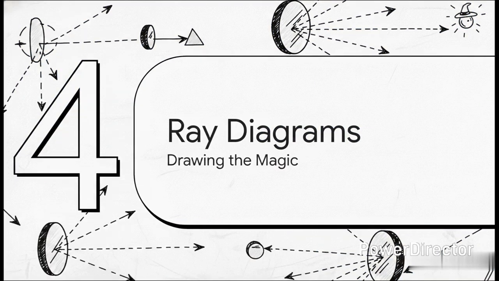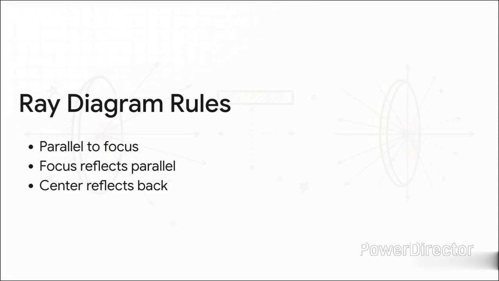Move to Section 4, decoding ray diagrams. This is how we actually draw the magic. So we actually map out these visual illusions using what we call ray diagrams. Think of light rays as being bound by extremely strict traffic rules. There are three main pathways you need to know.